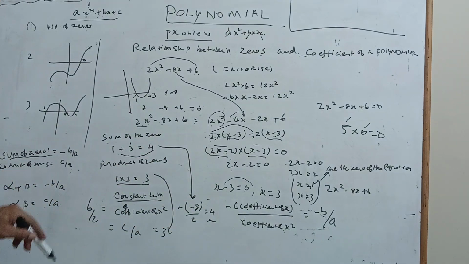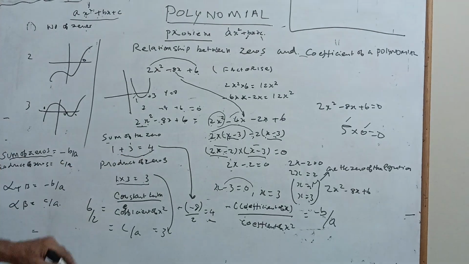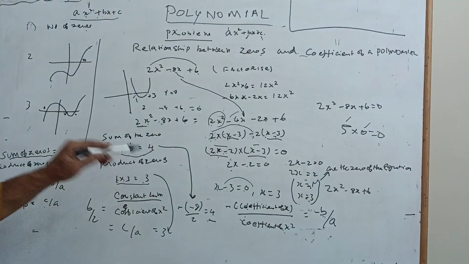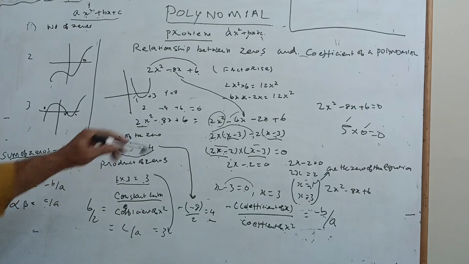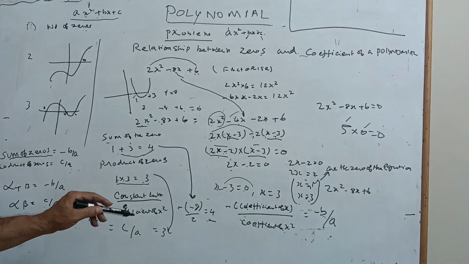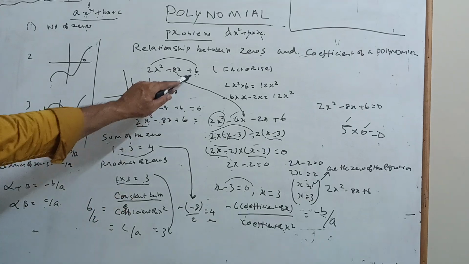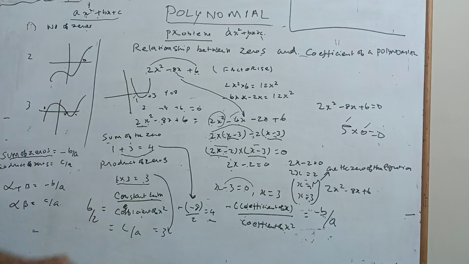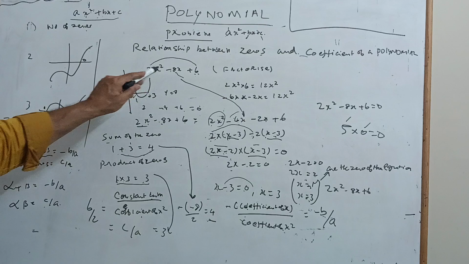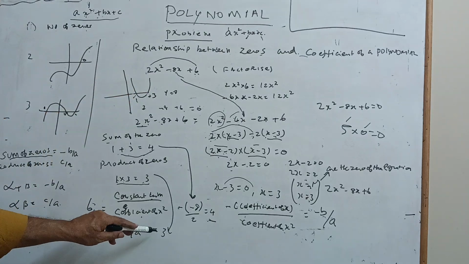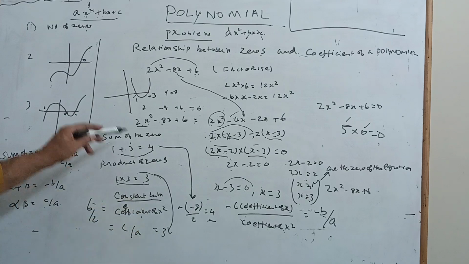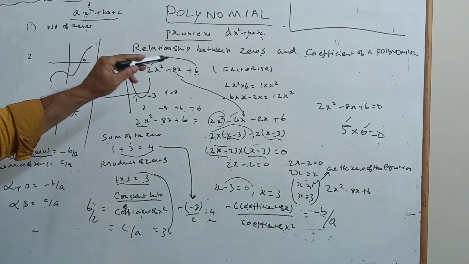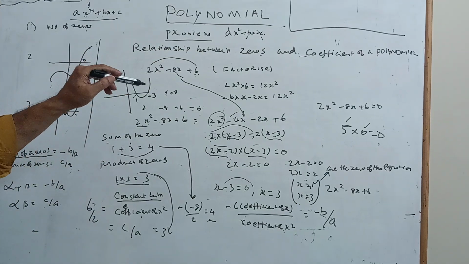And now the next thing comes, the product of zeros. You know x is equal to 1, x is equal to 3. If you multiply 1 into 3, it becomes 3. Now see the constant term. The constant term is 6, and the coefficient of x squared is 2. So this 6 by 2 becomes 3. So that is equal to the product of zeros. This is the way I will ask you to prove that the zeros and coefficients of the polynomial are related.